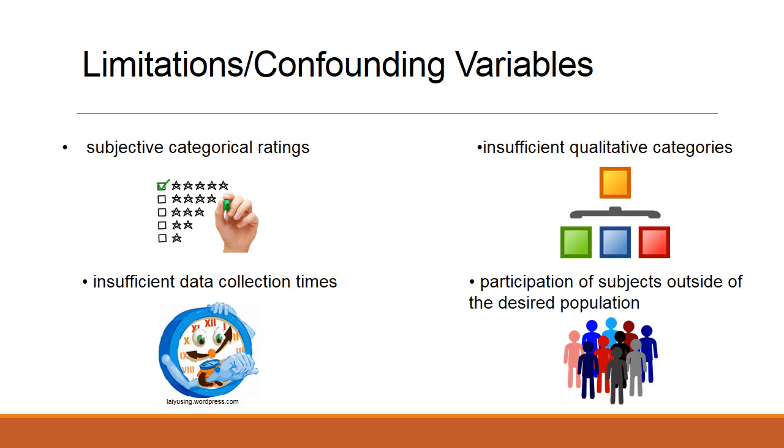Our results could have been affected by several confounding factors. These include subjective categorical ratings, potentially insufficient qualitative categories and data collection times, and the participation of subjects outside of the desired population.